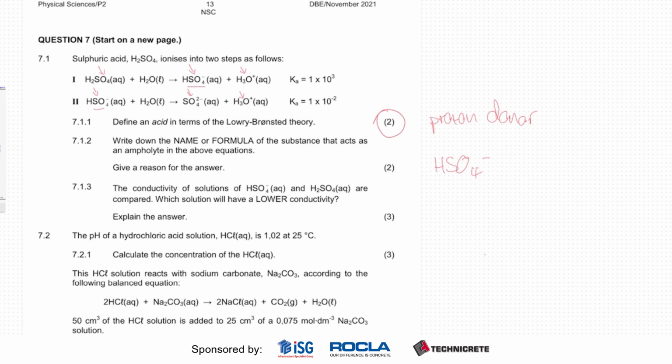So anyways, they do ask us for a reason, so let's put our reasoning into an acceptable answer. It acts as a base in reaction 1 and as an acid in reaction 2. I mean, that's all they want. You don't even have to say conjugate base. You just say base. And that's good for 2 marks.